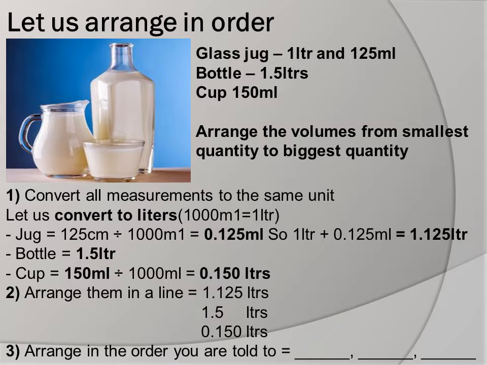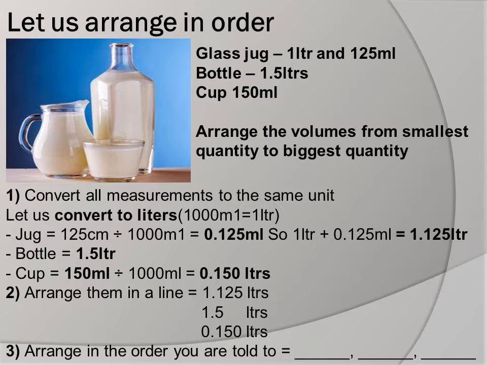We have milk in different jars. The glass jar has 1 liter and 125 milliliters. The bottle has 1.5 liters and the cup has 150 milliliters. Now let us arrange the volumes from smallest quantity to biggest quantity. Okay, from smallest quantity to biggest quantity. Like we did in the previous, we have to convert all the measurements to the same unit.